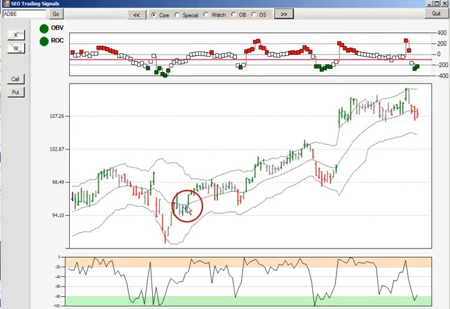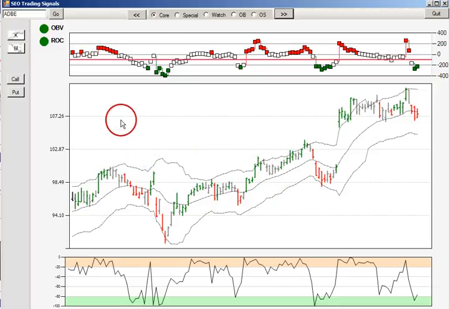The bars are colored according to the Elder impulse system. There are two measures of short-term momentum within the Elder system. When they're both in a bullish direction, the bars are colored green. When they're both in a bearish direction, the bars are colored red. And when one is one way and the other is the other way, the bars are colored gray.